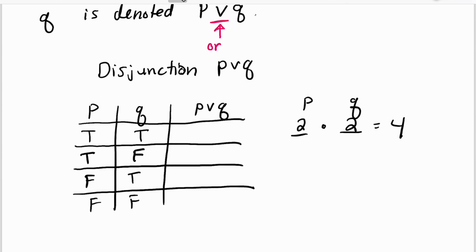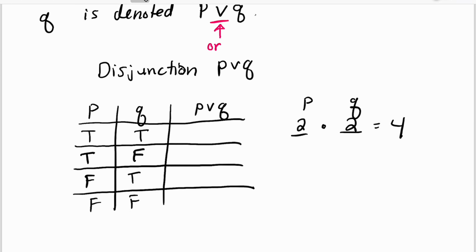Now, the truth table for P or Q, remember in the definition I said that in order for P or Q to be false, both P and Q need to be false. All you need is one of those propositions to be true, or at least one to be true, and then P or Q is also true.